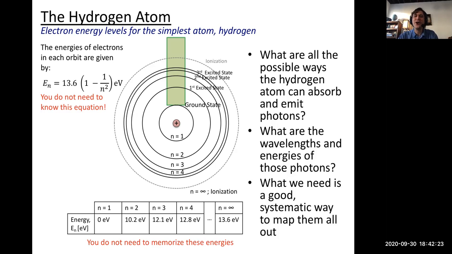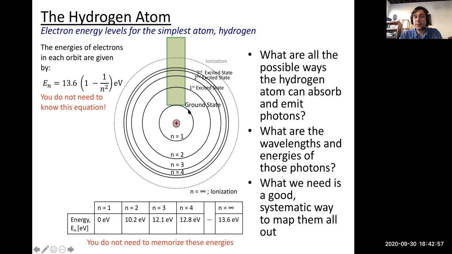And I want to know what are all the possible photons, what are all the wavelengths of light that our hydrogen atom will interact with? What are the wavelengths? What are the energies of those photons? And what we really need is a good systematic way to map all of them out. So maybe what we want to do is start with the ground state. That's nice and easy. What about all the photons that can go from the ground state to the first excited state, that 10.2 electron volt energy jump? By the way, you don't have to memorize these energies. I just have them down here.